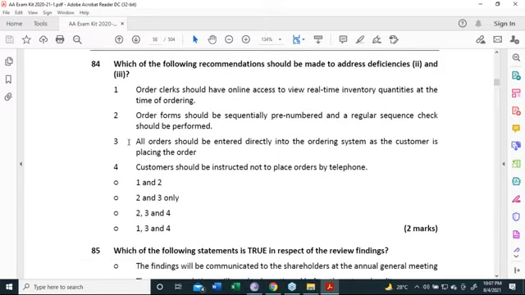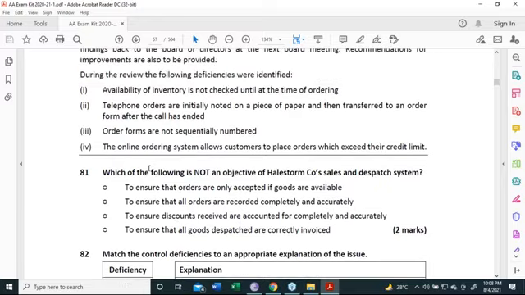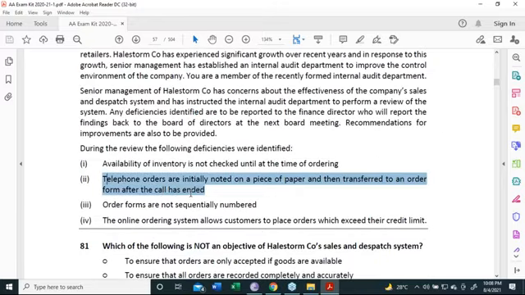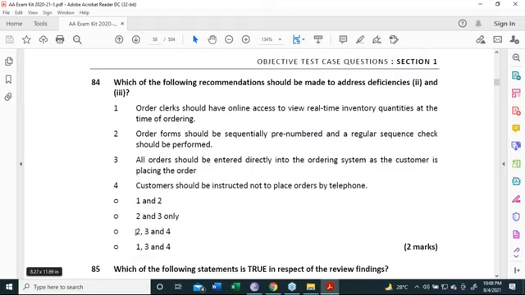Question number 84. Which of the following recommendations, plural, should be made to address deficiency number 2 and 3? What was the deficiency 2 and 3? Orders are not directly recorded and order forms are not sequentially numbered. So they are interconnected. We have to come up with recommendations for deficiency 2 and 3. You have got 60 seconds.